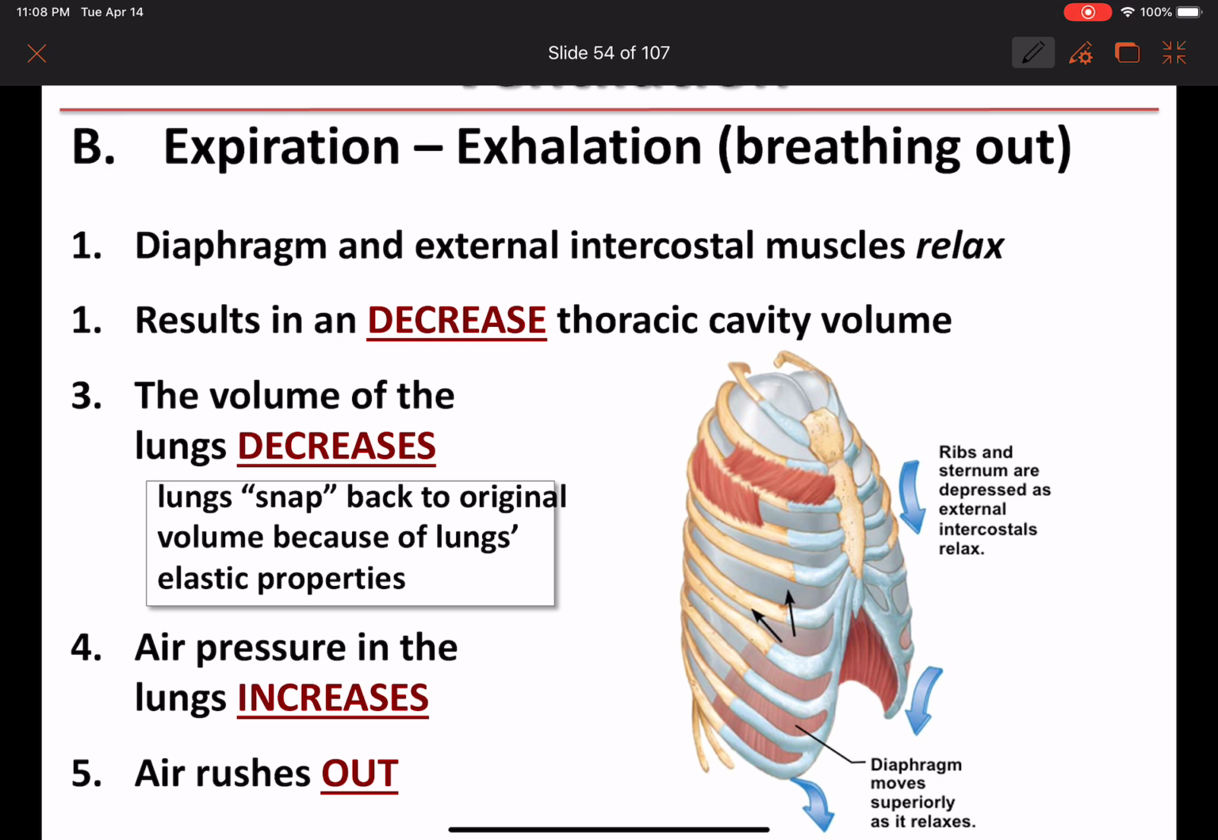Now, this is really preconditioned on the natural elastic properties of the lung tissue itself. Remember when we talked about the bronchial tree and the alveoli, there's lots of elastic fibers everywhere. So when you stretch out all those structures, they have a tendency to recoil back on themselves, especially the alveoli. That is absolutely essential in ensuring that exhalation is able to occur. We're going to talk about COPD later.